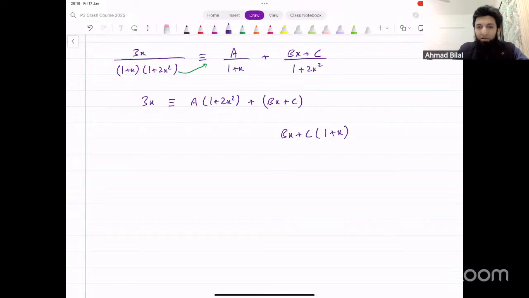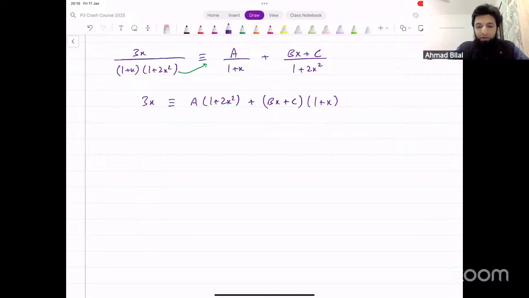That is wrong, because this means that only C is multiplying with this bracket, but this whole thing has to multiply with that. So you write a bracket around that. It is going to be (Bx plus C) times (1 plus x). It should be like this.